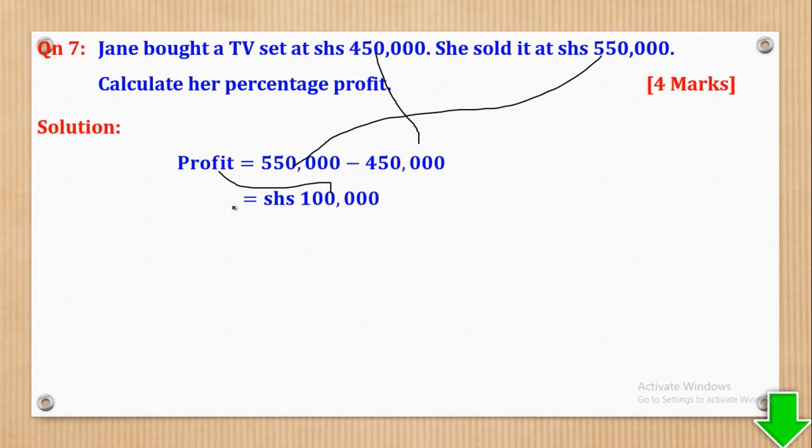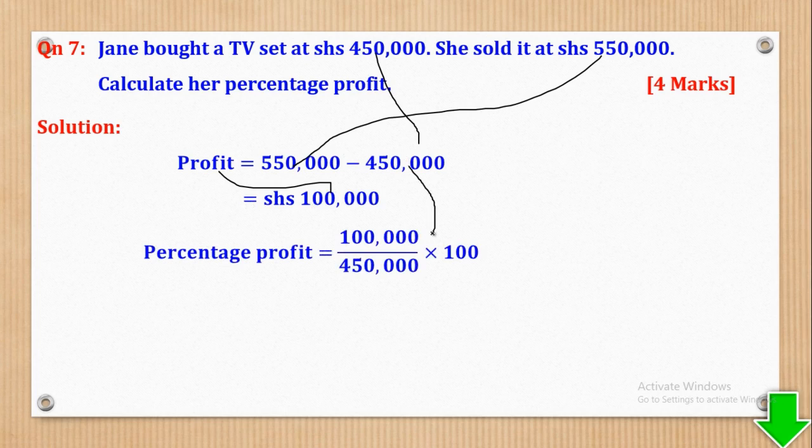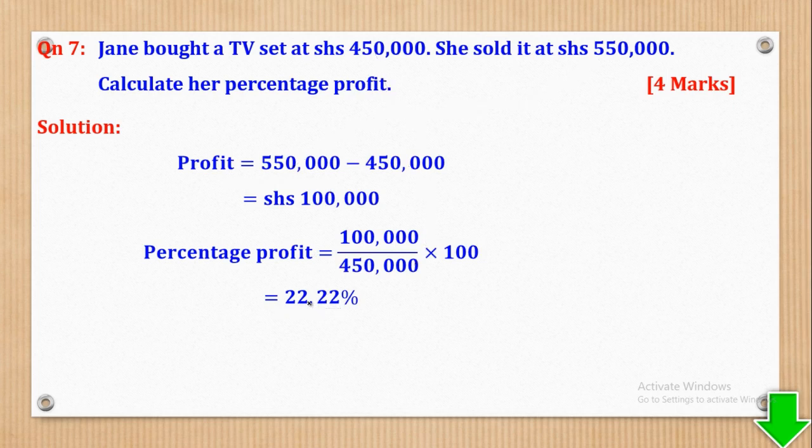So now that I know profit, I can say that percentage profit is equal to profit over the buying price, which will be 100,000 over 450,000 multiplied by 100. So we come up with percentage profit as 22.22%. So here we round off. There are many decimals recurring, but we need 2 decimal places for all levels. So that's why we wrote 22.22%. So basically that's what they wanted, and now let's see how much can be awarded.